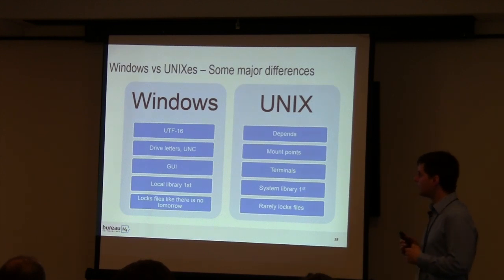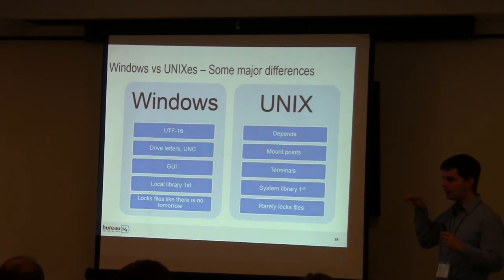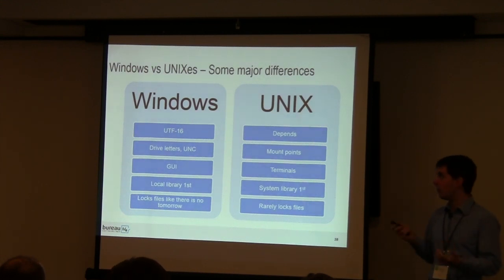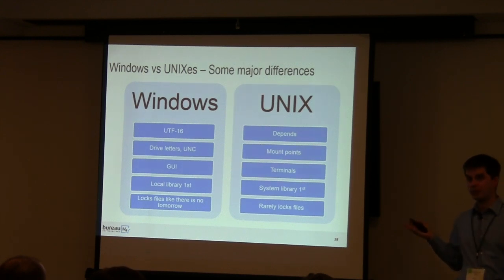Some obvious differences between Windows and Unix, because within Unix you also have differences, but you have some very, very big differences between Windows and Unix. For example, Windows is UTF-16 by default. No, it's not by default. Internally, the kernel is UTF-16. On Linux, on Unix, on whatever, it depends. It's even configurable, I think. On Windows, you have drive letters and UNC paths, the backslash, blah, blah, blah. On Unix, you have mount points. On Unix you obviously have a GUI too, but Windows is built around a GUI. Everything you do in Windows, you have a GUI.